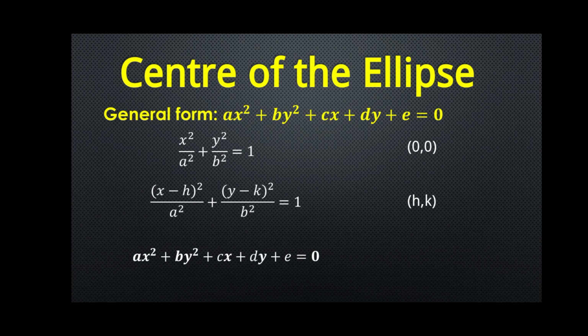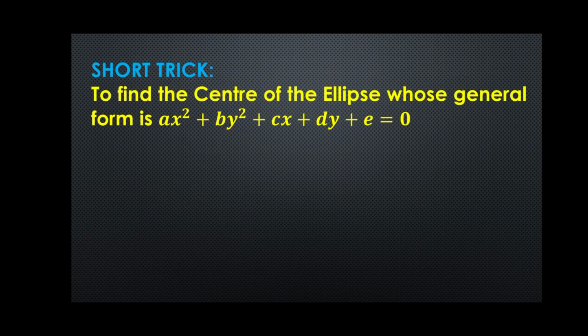We do not have a direct formula to find the center when the general form is ax² + by² + cx + dy + e = 0. So, I am going to tell you a shortcut for this type of problem, to find the center of the ellipse whose general form is ax² + by² + cx + dy + e = 0.